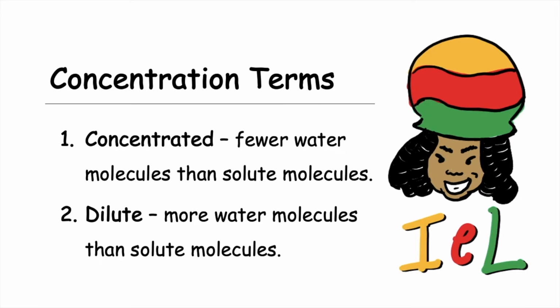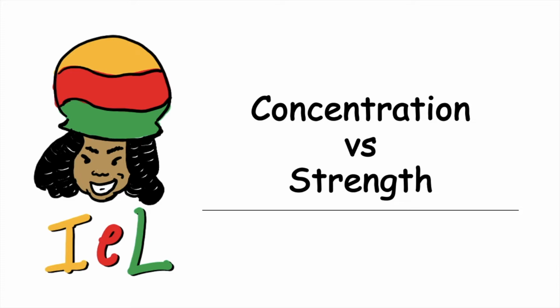So when we use the terms concentrated and dilute, we refer to the concentration of the acid or the alkali. Note that the concentration terms are not specific to acids or alkalis, but are typically used for any solution. For example, we can have a concentrated or dilute salt solution. Sometimes there is the tendency to confuse the terms strength and concentration for acids and alkalis. So in this section, we will distinguish between the two terms.